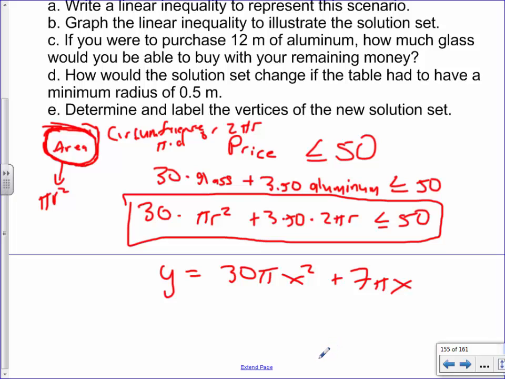You guys get how I converted it to that? I lost you on that one. The 30 pi r squared just became 30 pi x squared. This was 350 times 2. So 350 times 2, I made 7 pi x. I now have an equation where really x is my radius. What is y going to be?